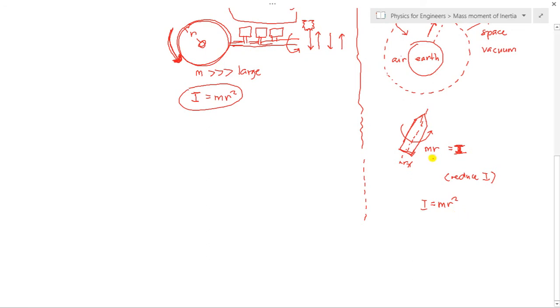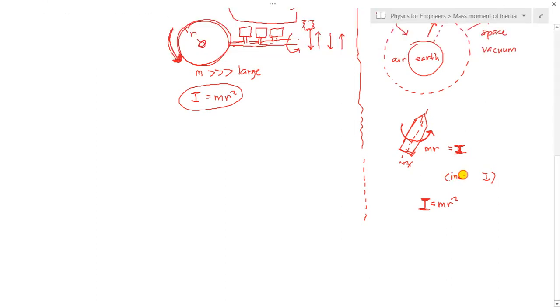Kaya atong goal is... ang goal nato ani is padak-an nato ang moment of inertia. Why? Kay kung dako na ang moment of inertia, by the principle of momentum, kung imo i-increase ang moment of inertia, mo gamay ang rotation, tungod kay kung dako na kag moment of inertia, lisod na kay tuyokon. So ang atong goal ani is not to reduce. So ato i-increase.